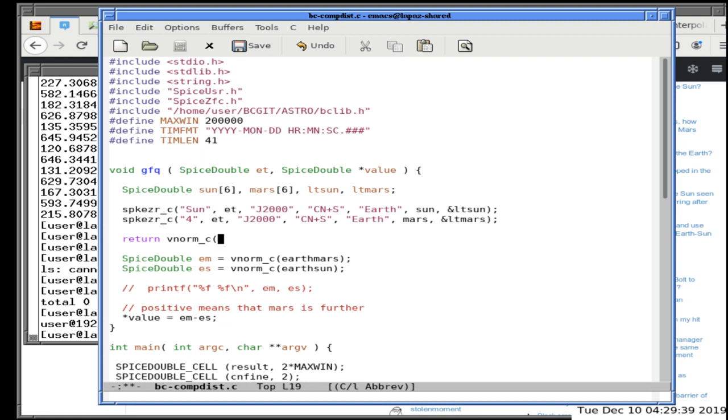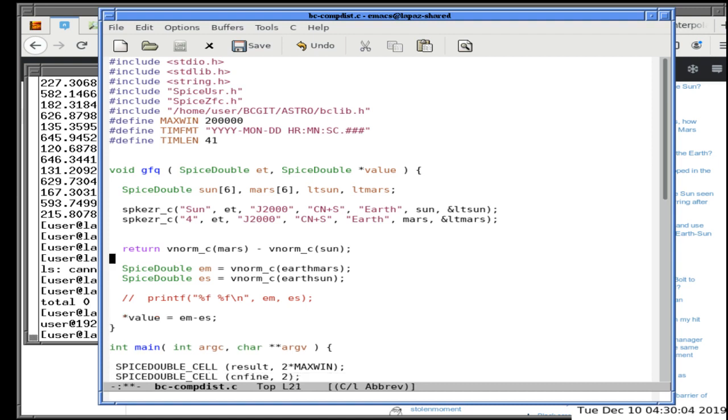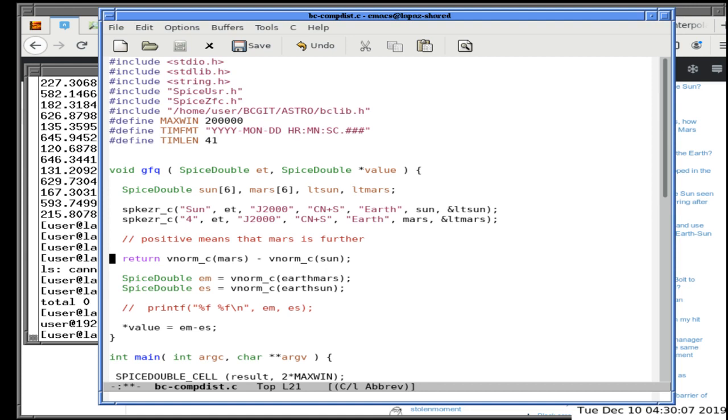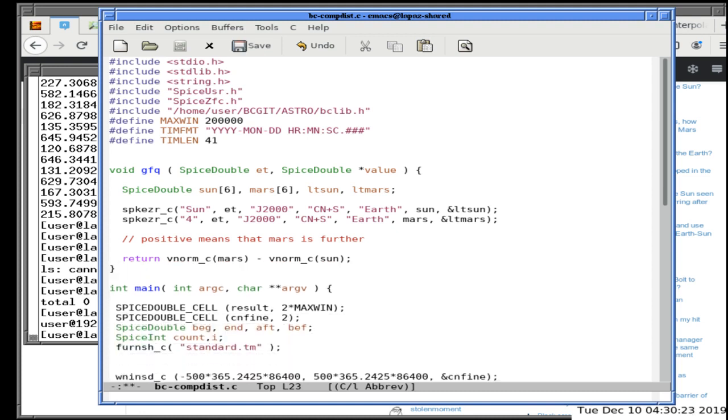So let's see. Yeah, so we have Sun minus the vector norm. I need to be a little bit careful here, because we need to make sure that positive means Mars is further. If Mars is further, this number is going to be negative in this case, so we have to make a decision and stick with it. We have to be consistent here. So if Mars is further, this is positive. If Mars is closer, this is negative. This is a really nice way of shrinking this function down. This looks really nice. I really like the way this looks.